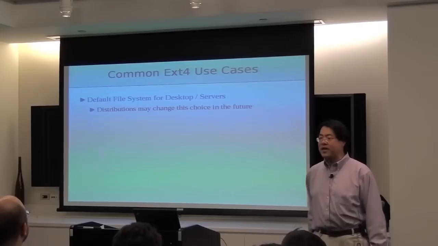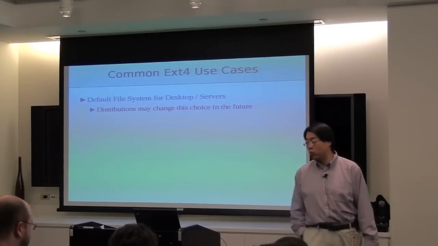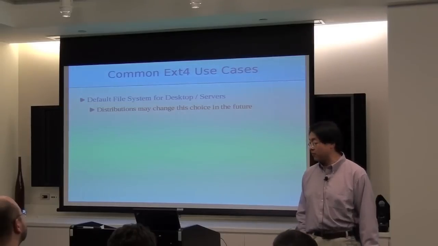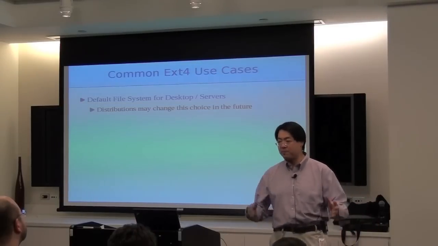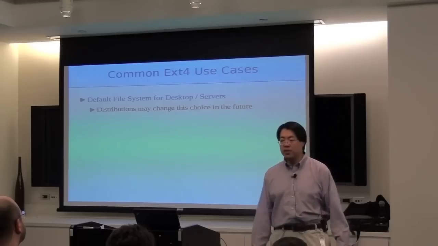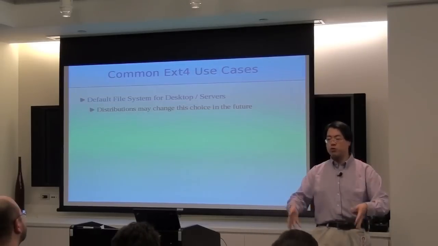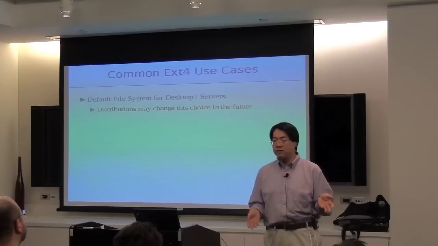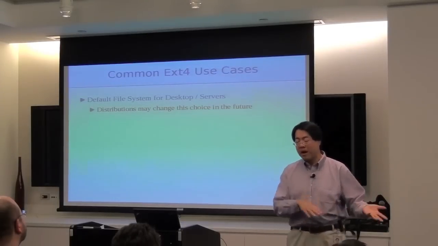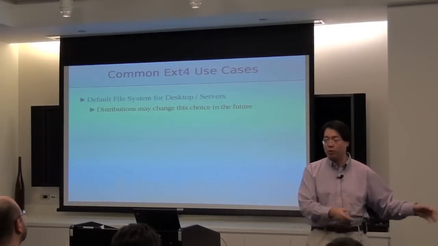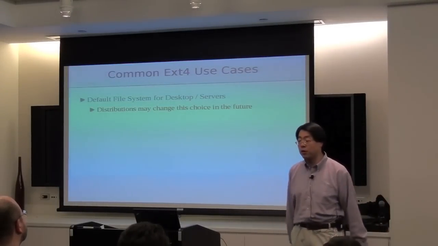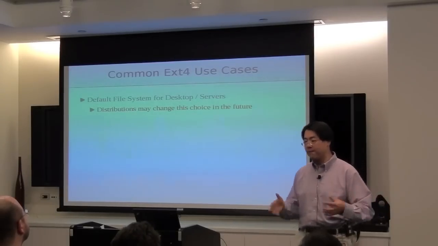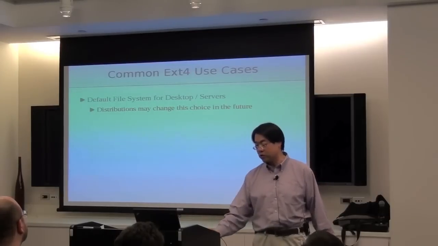So at least for today, what are the common ext4 use cases? At least for now, it's still the default file system for desktops and sort of small servers. So if you have your 1U, 2U rack mount server that's running a web server, very often it's going to be using ext4, perhaps ext3 if you're using an old enough RHEL distribution as the default. And for a lot of things, it's perfectly good enough as a general purpose default file system.